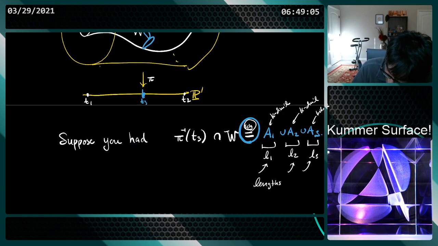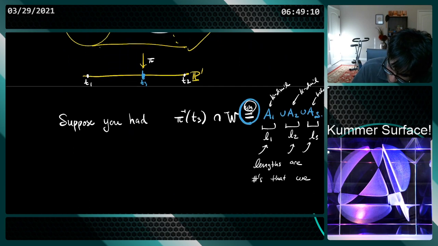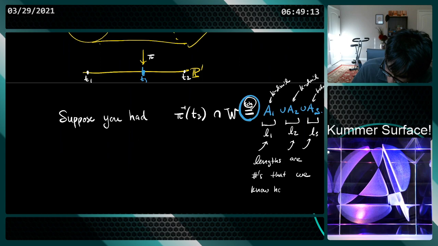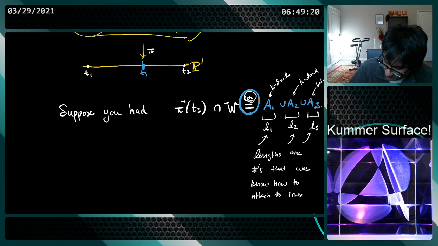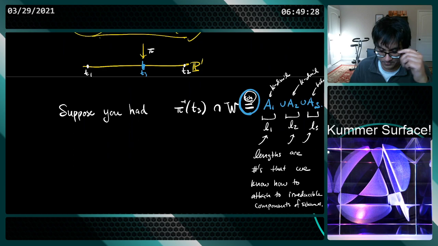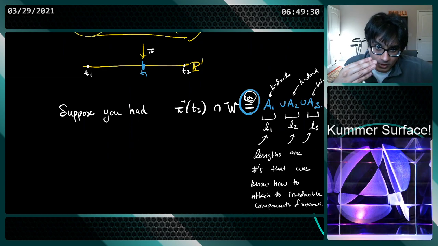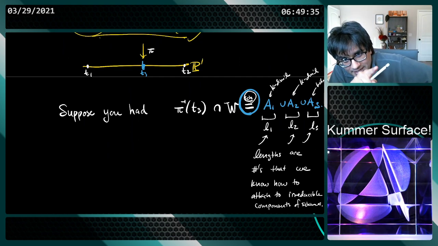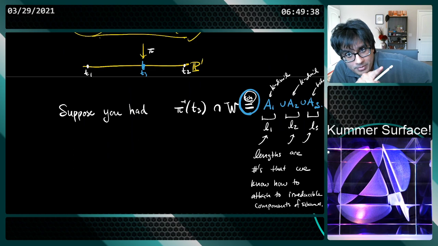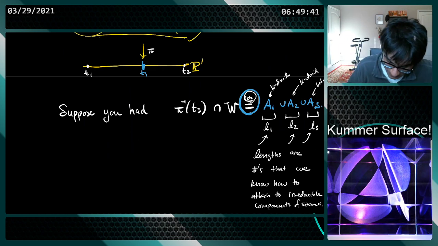Lengths are numbers that we know how to attach to irreducible components of schemes. And so the full rational equivalence notion is that we then say that any two of these fibers are rationally equivalent as cycles.